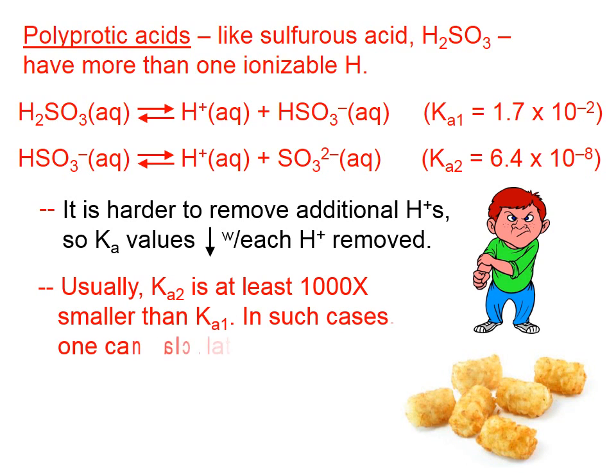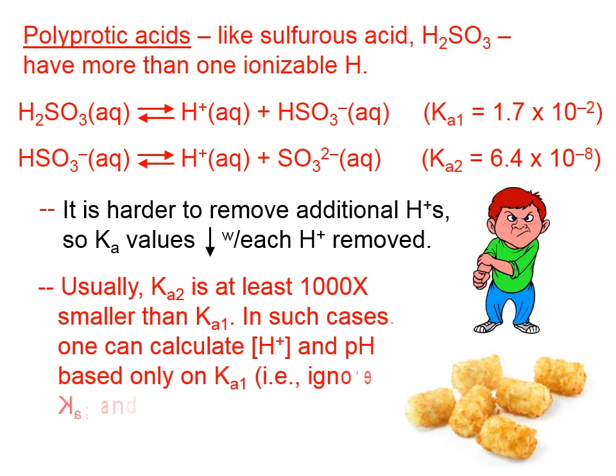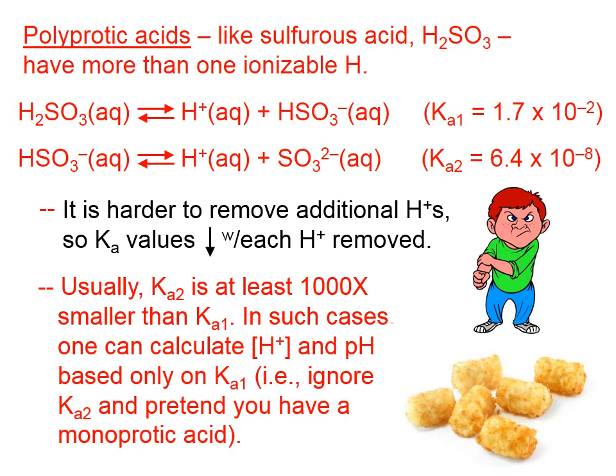Now here's the nice thing about polyprotic acids. Usually Ka2 is at least 1,000 times smaller than Ka1. In such cases, one can calculate the hydrogen ion concentration and the pH based only on Ka1. That is, ignore Ka2 and pretend you have a monoprotic acid. Let's show you an example.